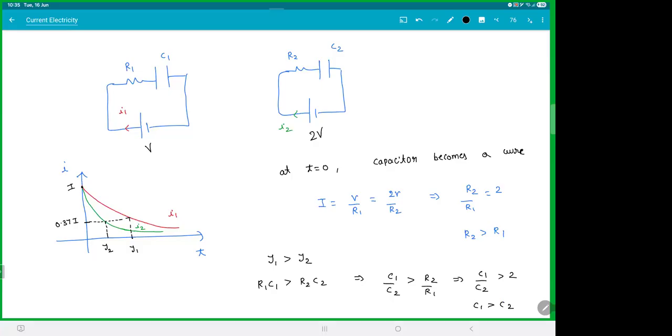But if that doesn't click, then you can take the current formula. What was the current formula? In this case, V by R e power minus T by RC. Then you can differentiate dI by dt. And then you see green one has more slope than the red one, isn't it? Then from there, I think you can figure out who has more slope. Yeah, there are ways to do this, but time constant is one good way. All clear with this?